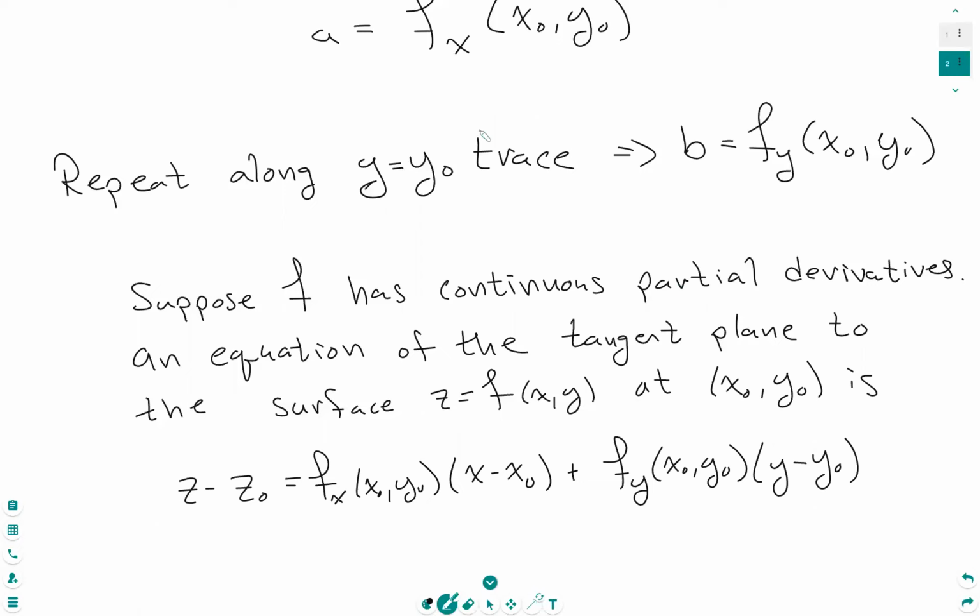Oh, yeah, sorry, I missed that question. Yeah, this is supposed to be along the x equals x naught trace. Thank you.